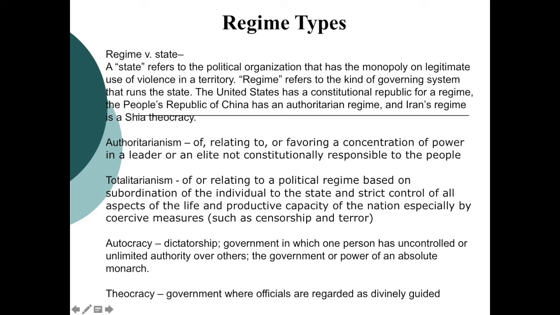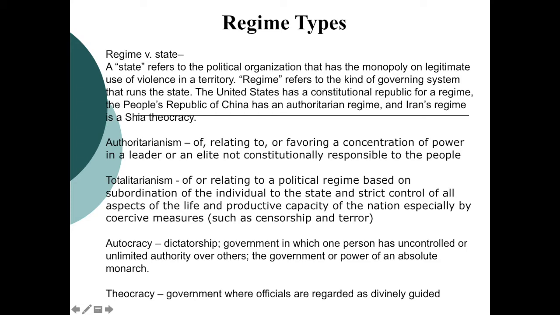The reason why I wanted to go over regimes is to tell you that there's really kind of a spectrum. There's a lot of regimes in today's world and in AP World History that claim to be democratic. You'll notice China even has republic in its official title, but really aren't. They're really just authoritarian regimes. Authoritarian regimes broadly favor the concentration of power in a leader or an elite, not constitutionally responsible to the people.